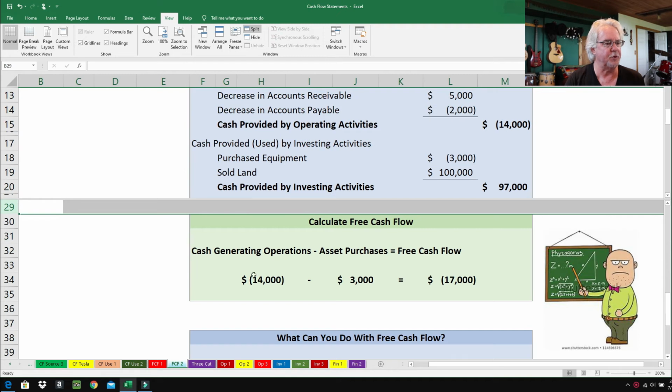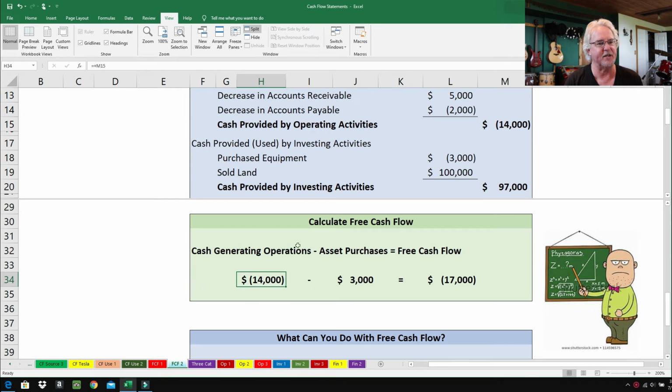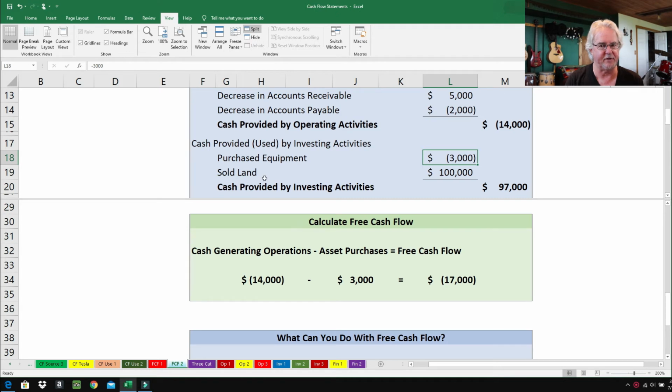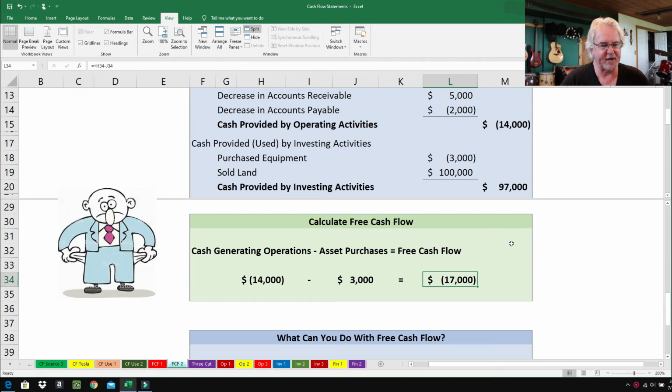All right. So free cash flow, cash generating operations. Well, that's not so with Fred. A negative 14,000, and asset purchases of negative 3,000 comes from there. Do you notice that we do not include the sale of assets? We did not include the sale of the land. We just include the purchases of long-term assets, 3,000. So Fred has a free cash flow of negative $17,000. So it's sort of like fun money. He doesn't have any. It's worse than not having any. He's really in the hole here when it comes to having fun.